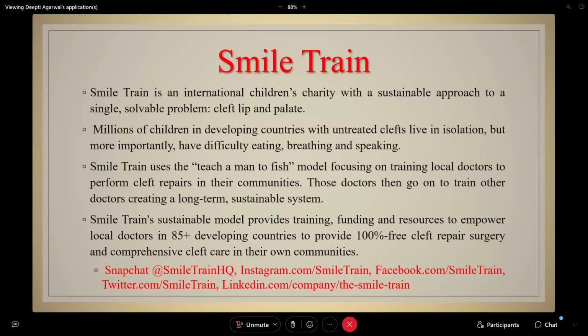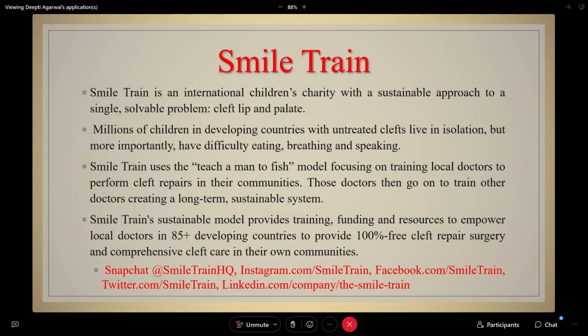If you are interested, Smile Train is an international children's charity with a sustainable approach. It uses the principle of teaching a man to fish: if you give a man a fish, you feed him for a day; if you teach a man to fish, you feed him for life. So Smile Train uses this model, and it focuses on training local doctors to perform cleft repairs in their communities. These doctors then go on to train other doctors. This creates a chain phenomenon, creating a long-term sustainable system of alleviating this problem.